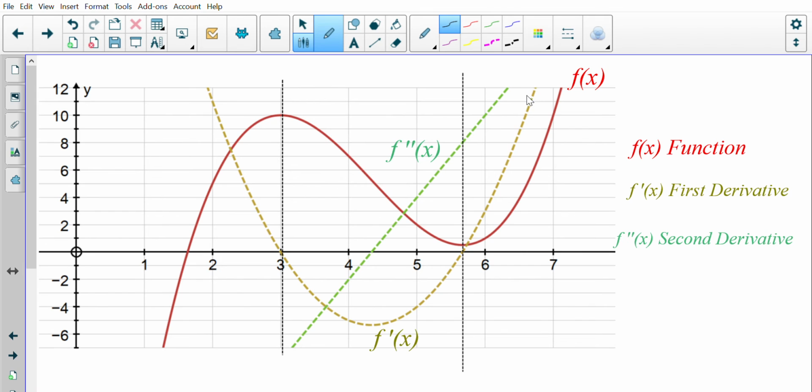If we differentiate again, so if we differentiate the quadratic to get the second derivative, f dash dash x, we're going to get the straight line that's in green here. Because if we differentiate a quadratic, if we reduce the power of squared by 1, we end up with no powers, therefore we have a linear function.